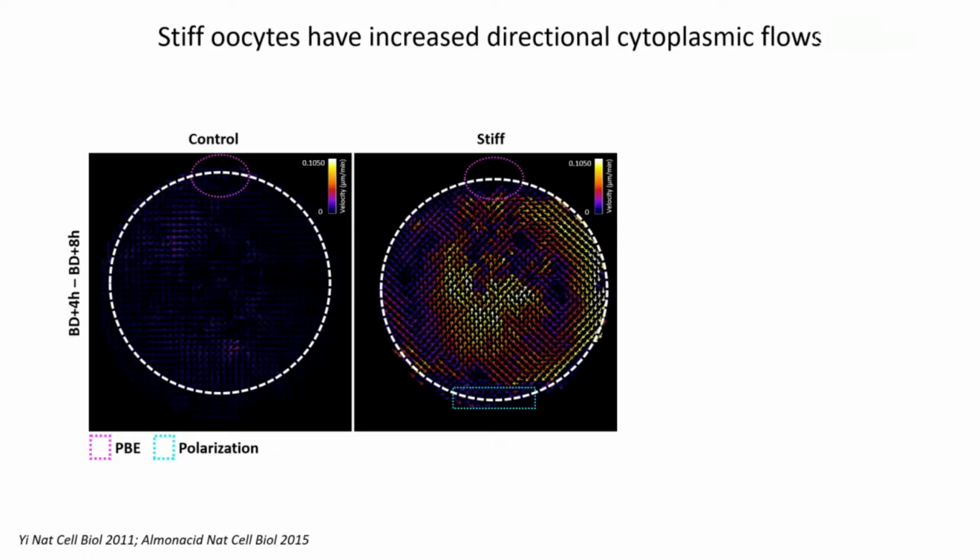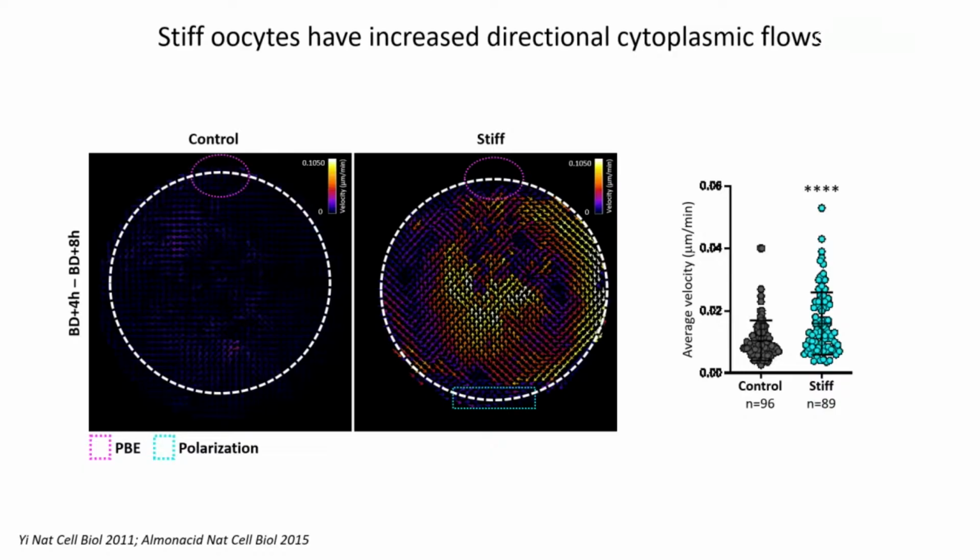First, you have flows along the cortex, which are reminiscent of the cortical flows that I showed you before. But you also have strong flows that originate from the polarized region and go away from it, toward where the division will occur. In fact, these flows are higher in stiff oocytes compared to controls, because when you plot the velocity of these vectors, you see that it is higher in stiff oocytes. So flows are originating from this polarized region.